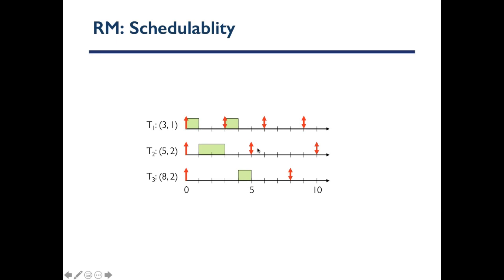Then at this point, T2 again has a job, we run it. T1 has a job, we run it. And at this point, T2 still has a job that we can run. T3 also has a job, but because T2 has a higher priority, we're going to run T2's job, and by doing so, we'll miss the deadline for T3. So as you can see, rate monotonic failed to schedule this workload. One task missed its deadline.